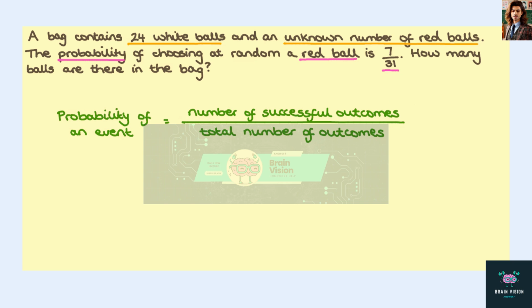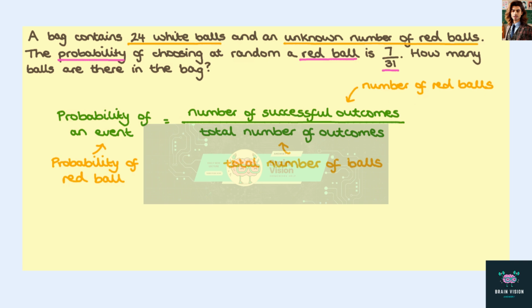We can recall that, in general, the probability of a particular event occurring can be found by dividing the number of successful outcomes by the total number of outcomes. This means that the probability of choosing a red ball from the bag would have been calculated by dividing the number of red balls in the bag by the total number of balls in the bag. We don't know either of these values, though, so we need to introduce some algebra to help us solve the problem.